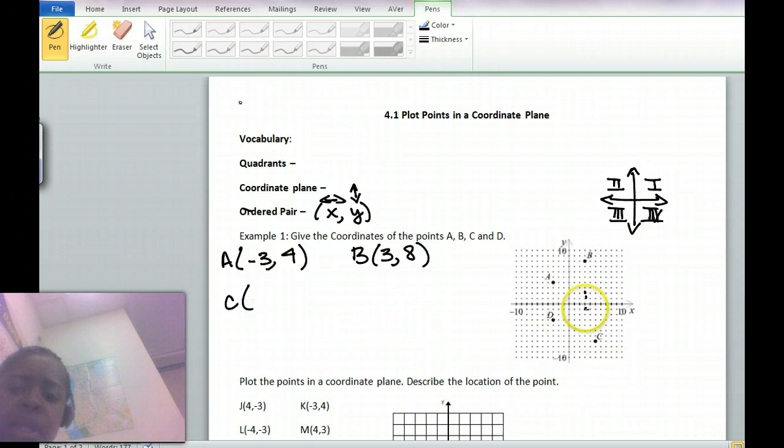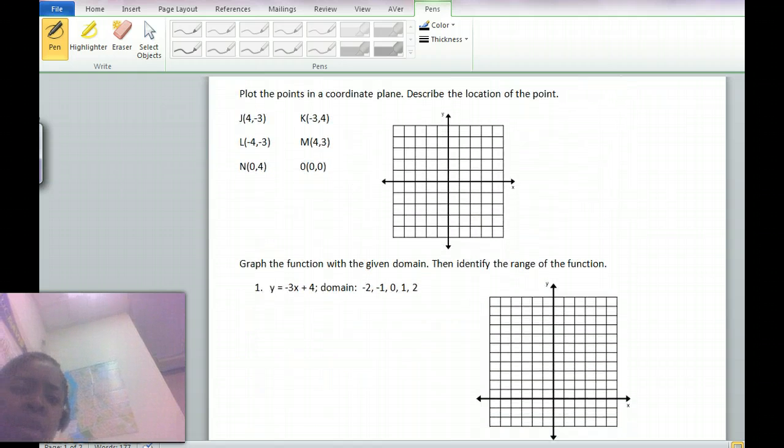Then for part C, I'm going to count again. 1, 2, 3, 4, 5, looks like. And so that's to the right, so it's 5. And then I'm going to go down 1, 2, 3, 4, 5, 6, 7. So -7. Last one is D, and I'd like for you to figure that one on your own. Just notice that you're going to go left and down, so you should have some negatives for that one. I'll check those when I check your notes.